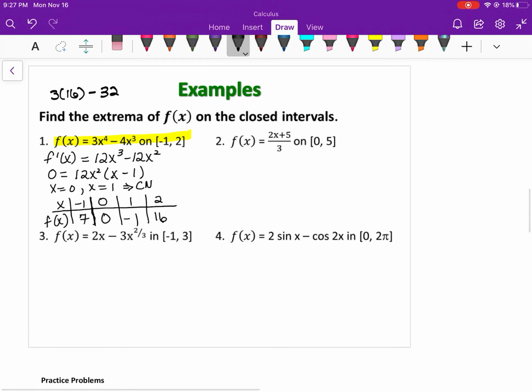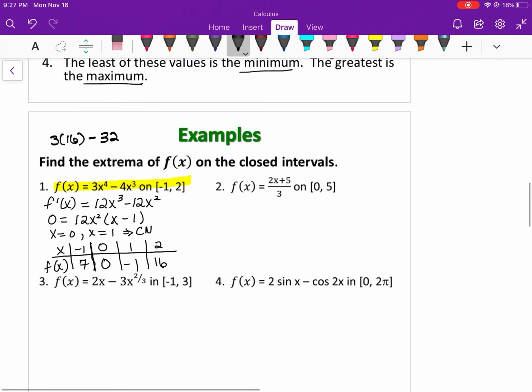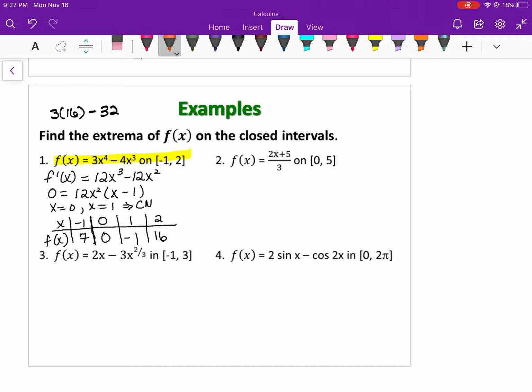All right, it says up here, the least of these values is the minimum, the greatest is the maximum. So I would say this guy is my minimum. And he's going to actually be a relative minimum because he's happening at a critical number. But all you have to say is that there's a minimum at 1, -1. So the minimum value would be considered the -1, but we can give a location.